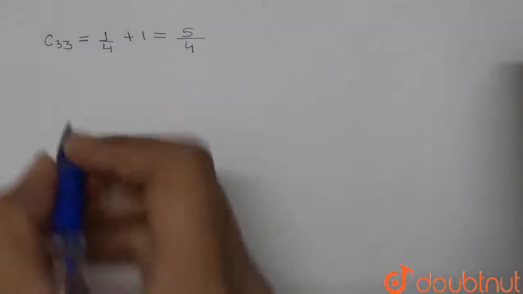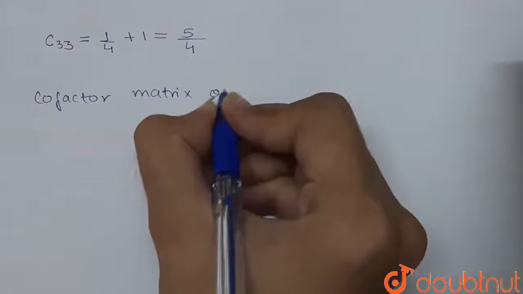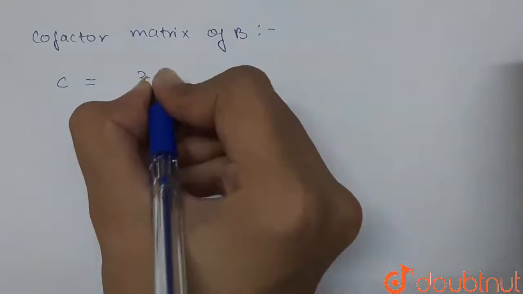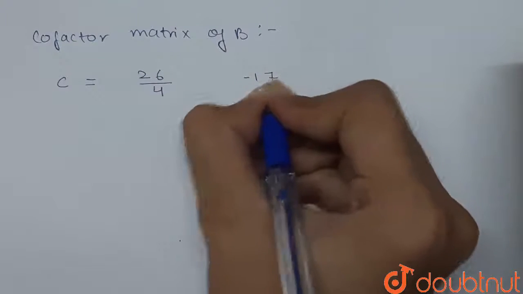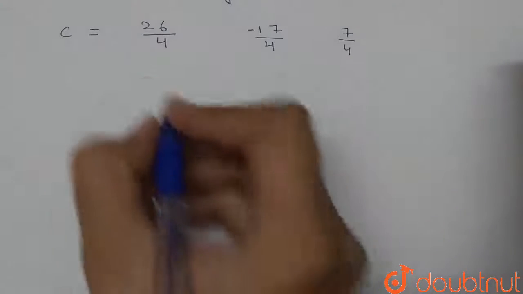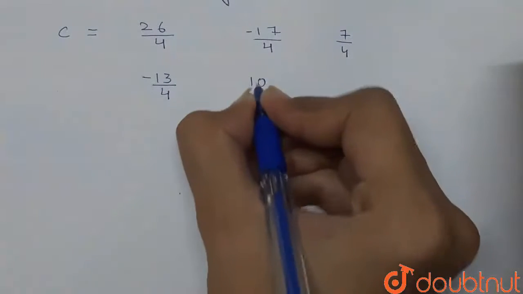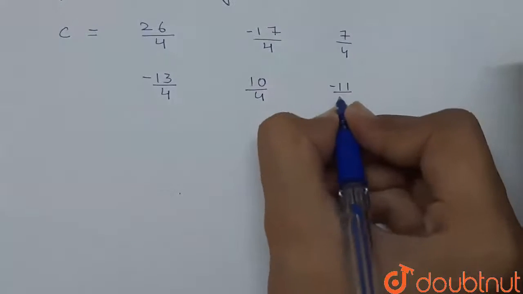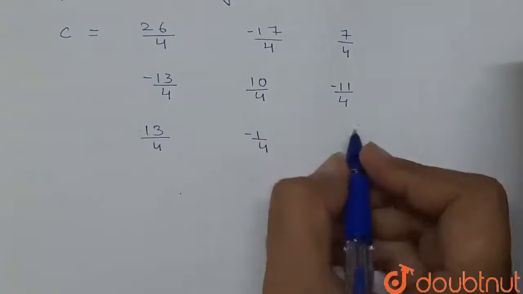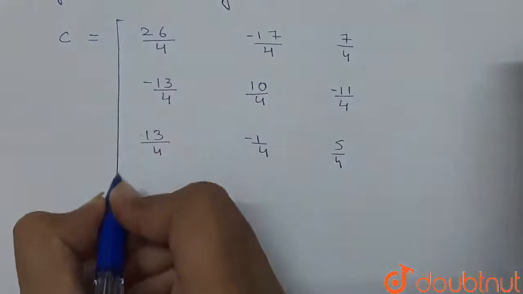So now we are going to write the cofactor matrix. The cofactor matrix of B is coming as C. So C11 was 26 by 4, C12 was minus 17 by 4, C13 was 7 by 4. Similarly, C21 was equal to minus 13 by 4, C22 came out to be 10 by 4, and C23 was minus 11 by 4. Similarly, C31 came out to be 13 by 4, C32 was minus 1 by 4, and C33 was 5 by 4. So this is the cofactor matrix C of B.